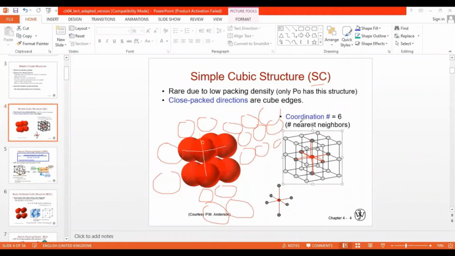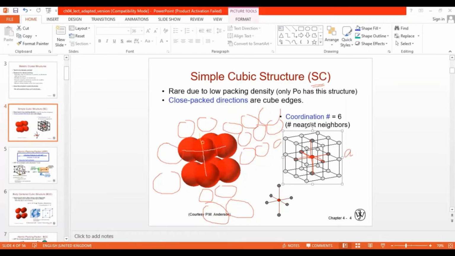So coordination number is 6 for simple cubic structure, and the meaning of coordination number is nearest neighbors, or the atoms which are in contact, right? Nearest neighbors or the atoms which are in contact. And usually these distances will be equal for all 6. So if I consider this as distance A, this one, here, here, all distances will be A probably, right?